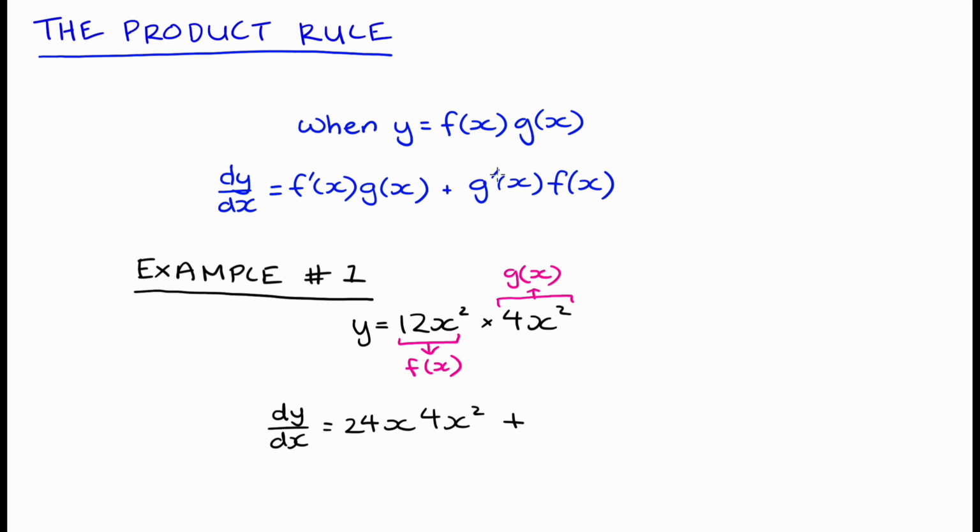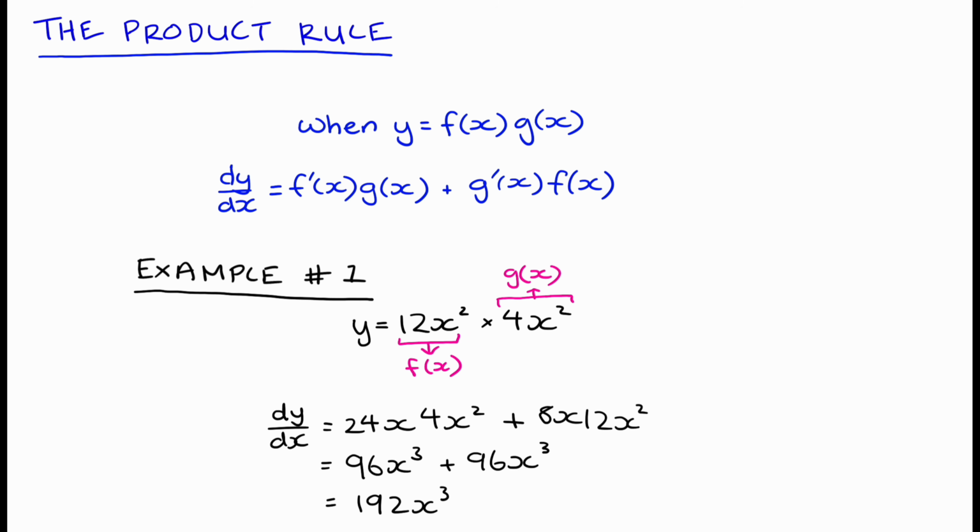Then we add to that, we'll take the first derivative of g of x, so the 2 comes out and multiplies 4, so we've got 8 times x to the power of 2 minus 1, which is just to the power of 1, so we're just left with x, and we multiply that by f of x, which is 12x squared. All right, well, 24 times 4 is 96, and x times x squared is x to the power of 3. And then simplifying that second term, 8 times 12 is 96, and x times x squared is x to the power of 3 again. And this all ends up 192 times x to the power of 3.